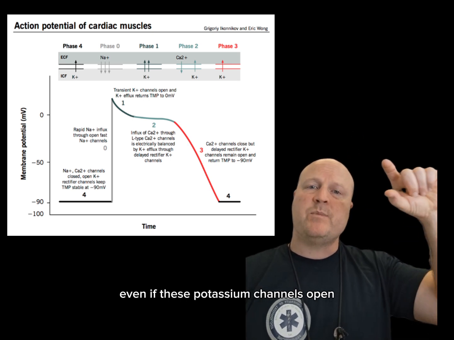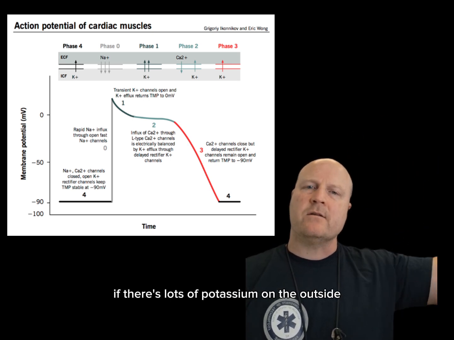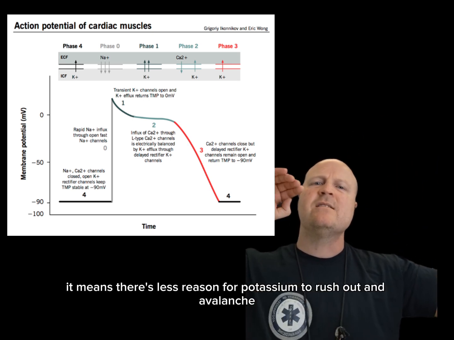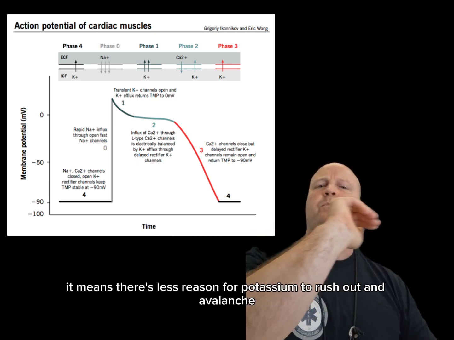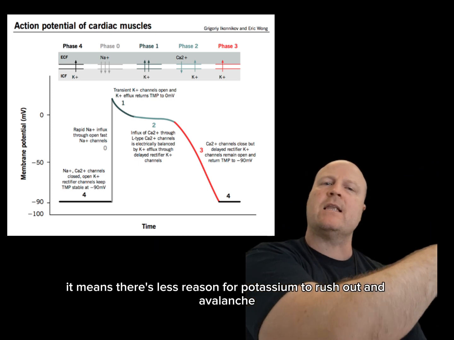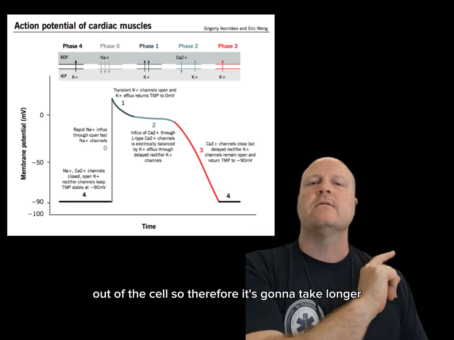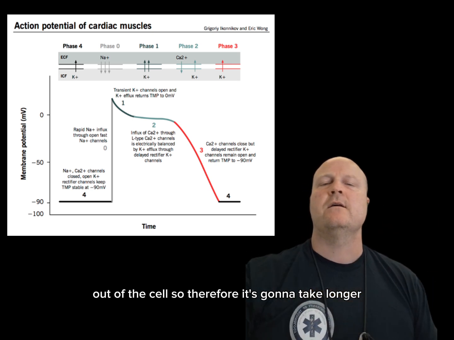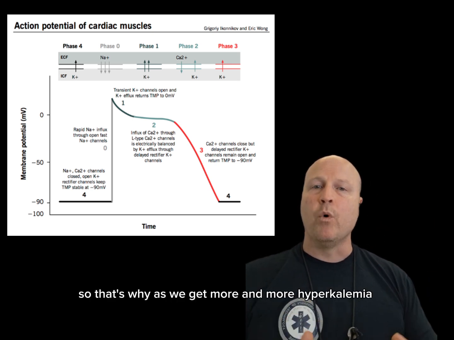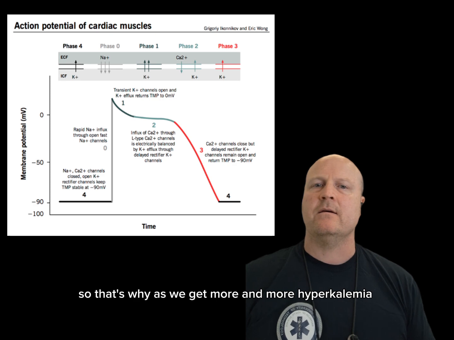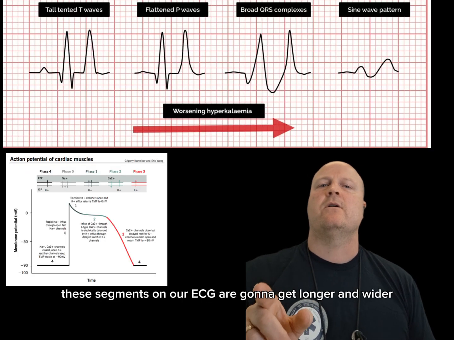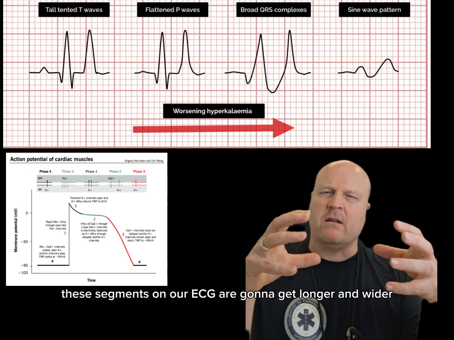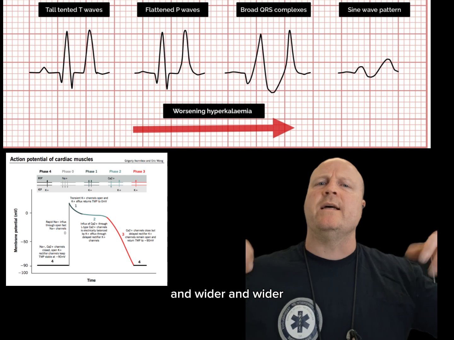Again, even if these potassium channels open, if there's lots of potassium on the outside, it means there's less reason for potassium to rush out and avalanche out of the cell. So therefore it's going to take longer. So that's why as we get more and more hyperkalemia, these segments on our ECG are going to get longer and wider and wider and wider.